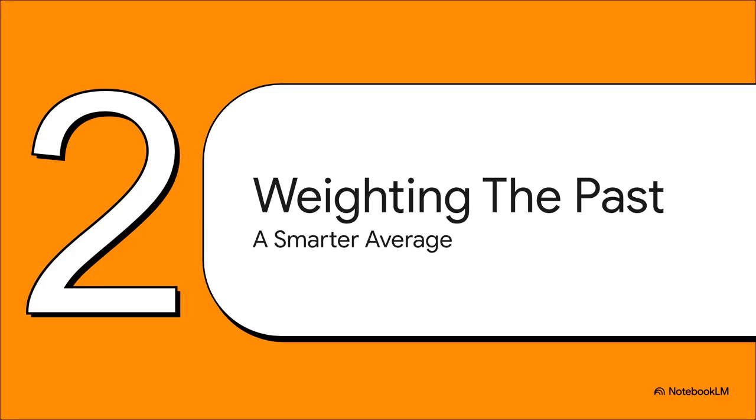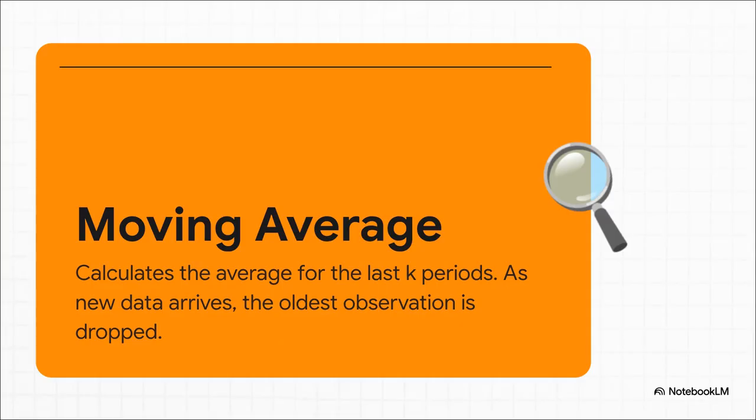And that brings us to our next method. This is where the moving average comes in. It's a really clever idea. Instead of averaging everything, we only average the most recent data, say the last 3 weeks, or maybe the last 7 weeks. And as a new week's data comes in, we drop the oldest week from our math. Think of it like a window that's always sliding forward in time.